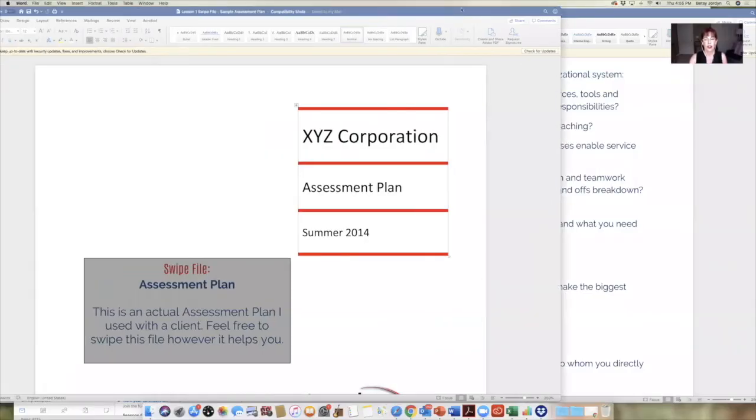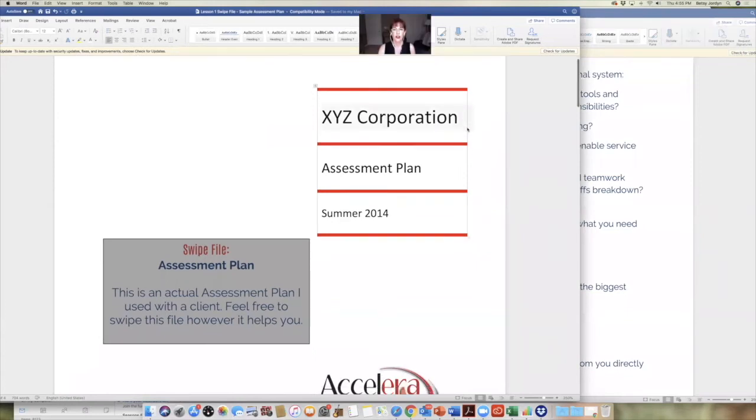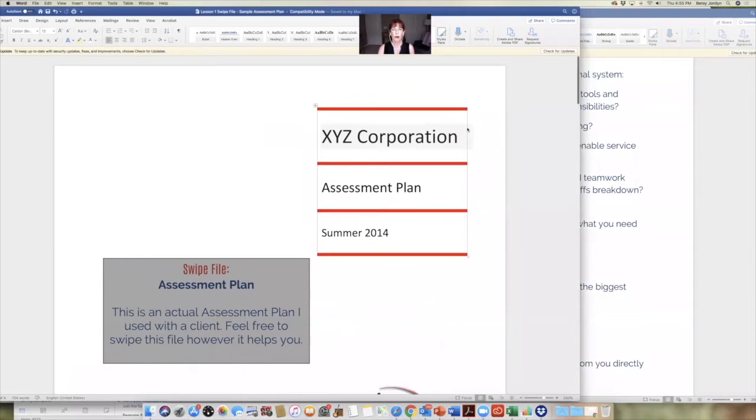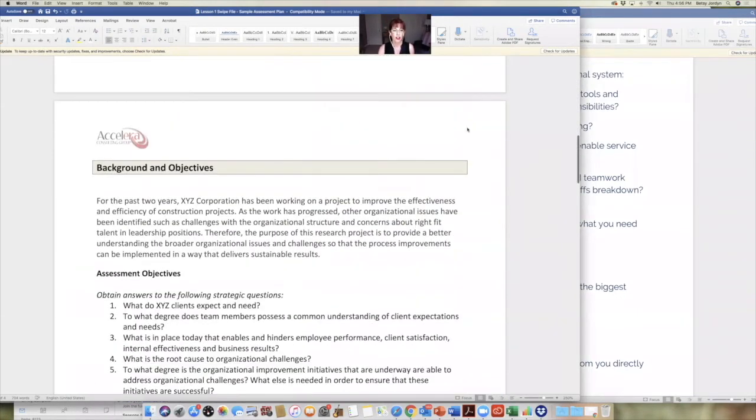The first thing is that whenever you get started with a client, you really need to create that assessment plan. That's the first thing you're going to go through. And you need to make sure that you match the right methodology with the right business needs. So this is a swipe file. This is one that I've actually used with clients.